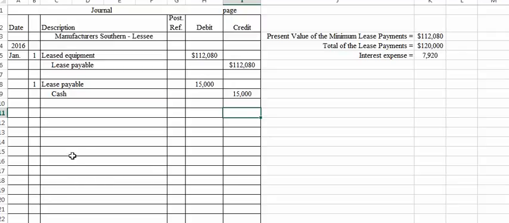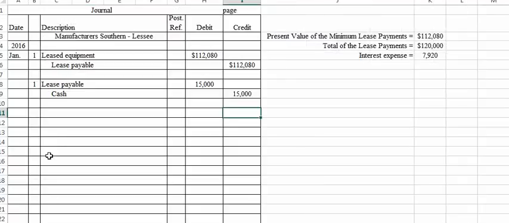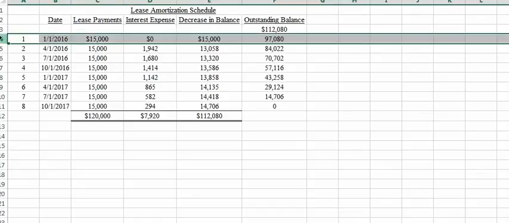That one was really straightforward because no interest was involved here on January 1st. What we essentially did with this entry, it was made for the January 1 row from our lease amortization schedule. We debited lease payable for the decrease in the balance, and we credited cash for the amount of the lease payment.